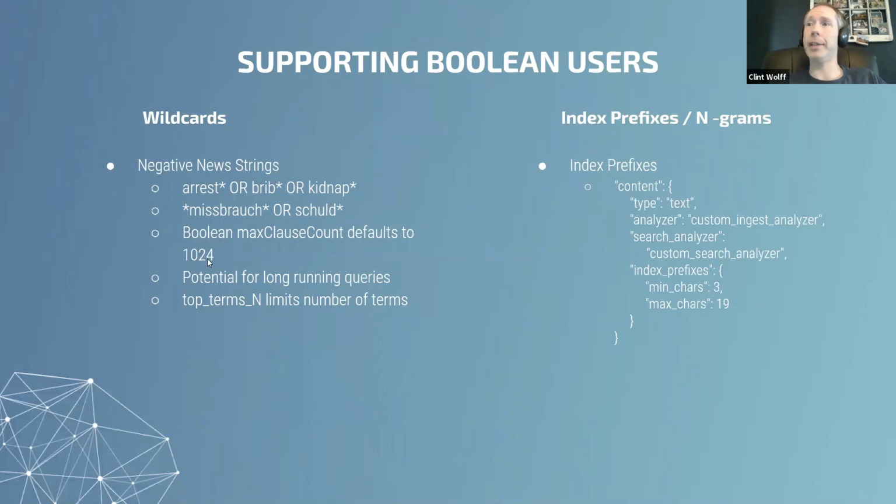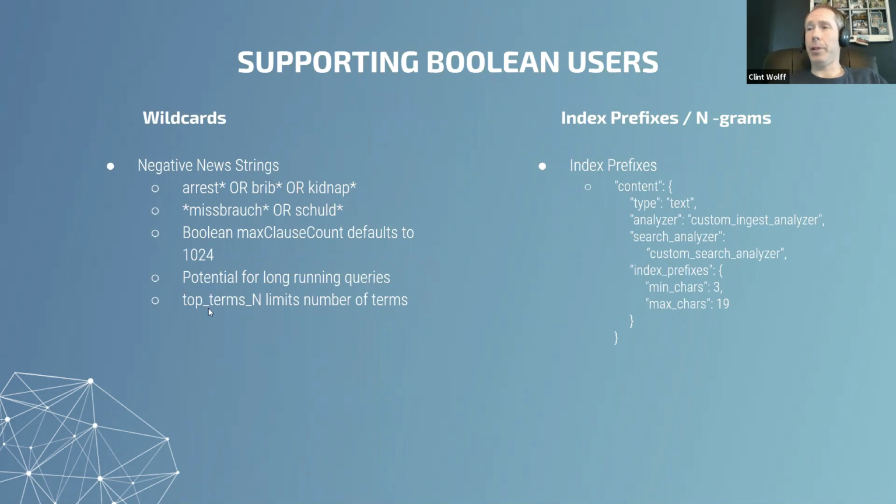So if I do nothing at all, I have the Boolean max clause count in Elastic that defaults to 1024. And what basically happens is if I'm using a span prefix clause for each one of these wildcarded terms, it can expand to a max of 1024 different terms. So right away, what obviously happens is I have potential for long-running queries, right? Queries can take a long time to run, cause memory issues, and so on.